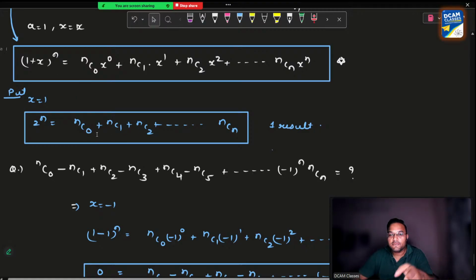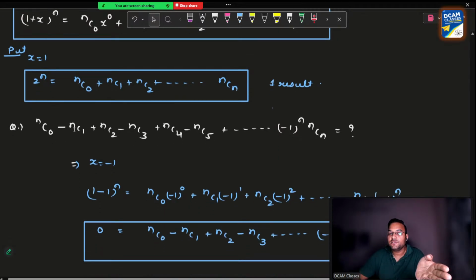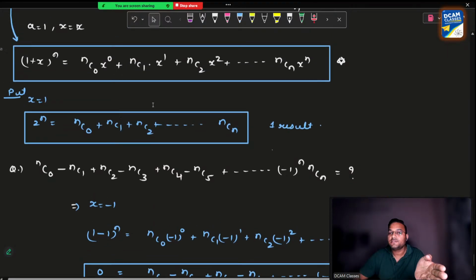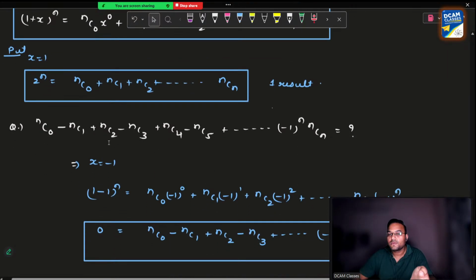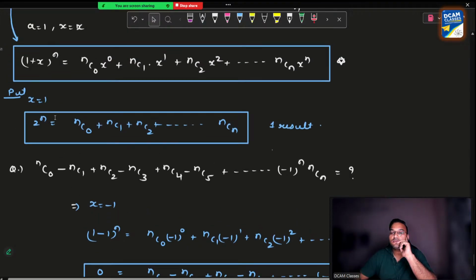Because in the first result, they have asked the sum of the coefficients NC0 plus NC1. We'll get it by putting x is equal to 1 in the above series. So we've got the result. If they have asked NC0 minus NC1, that we'll get by putting x is equal to minus 1. But when you put x is equal to minus 1, you have to apply it on both sides, LHS as well as RHS of this equation.